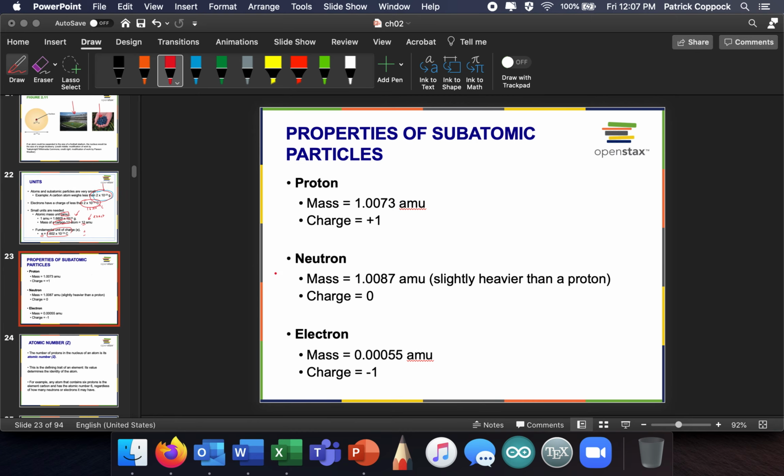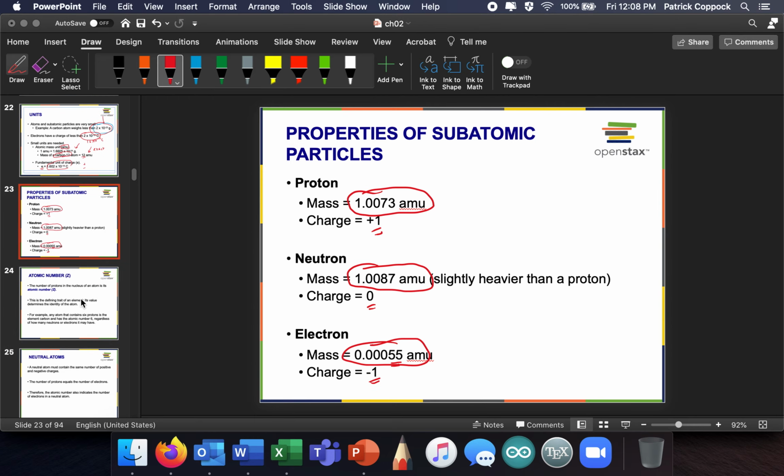All right? So let's look at some subatomic particles now. The mass of a proton is about 1 AMU, and its charge is plus 1 e. The mass of a neutron is also about 1 AMU, and its charge is 0. And the mass of an electron is about 1/2000th of an AMU, and its charge is minus 1. You probably knew this from previous classes.